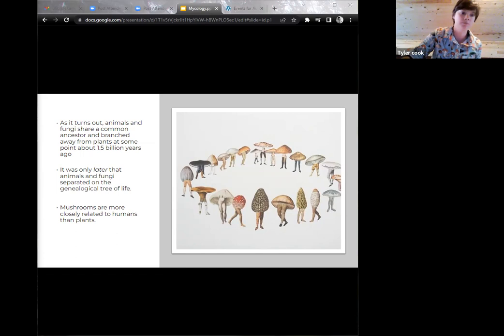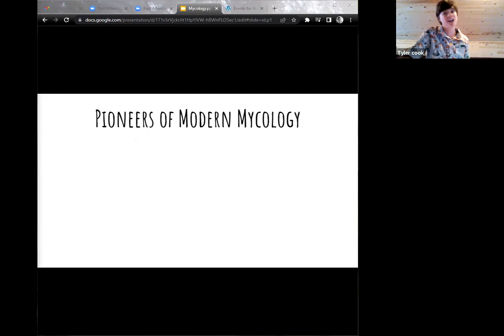So I wanted to briefly talk about modern mycology as we know it. This is just the modern area in biology. But that being said, mushrooms have held a very important place in human history for a very long time. But these are just the early scientists from around the 1700s and early 1800s.